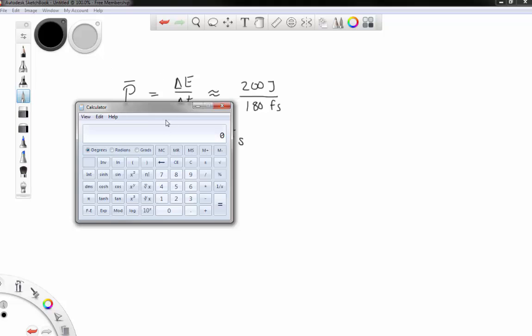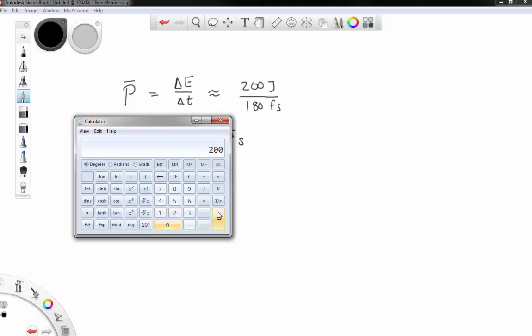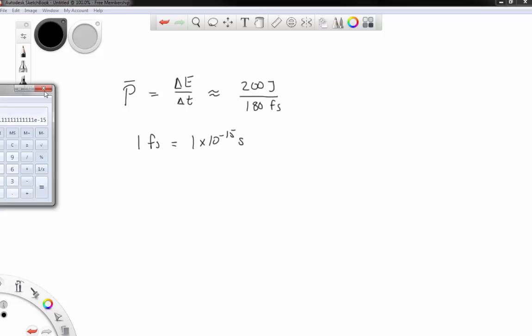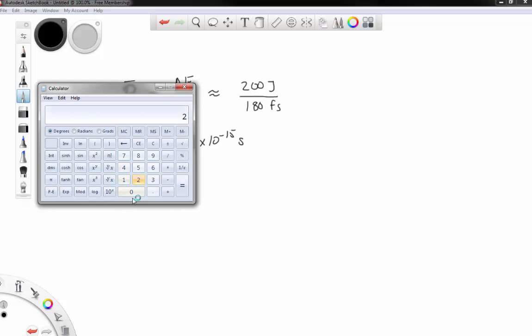So a quick calculation shows that we have 200 joules, and we're dividing that by 180 femtoseconds. Whoops, I forgot to put a minus sign in there. Let's do that again. We have 200 joules, and we're dividing it by 180 femtoseconds, which is 180 times 10 to the minus 15.